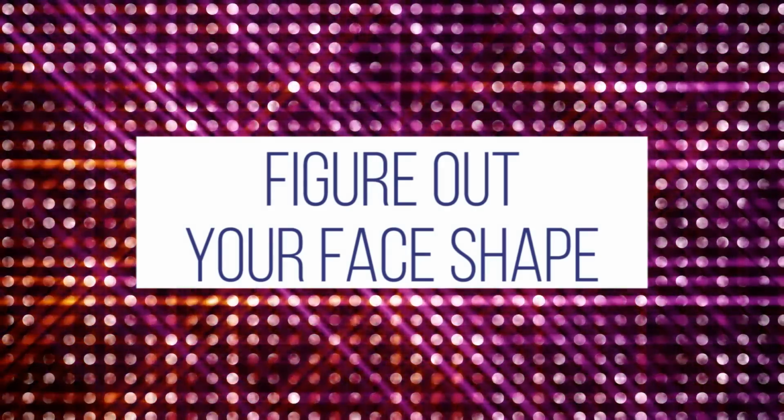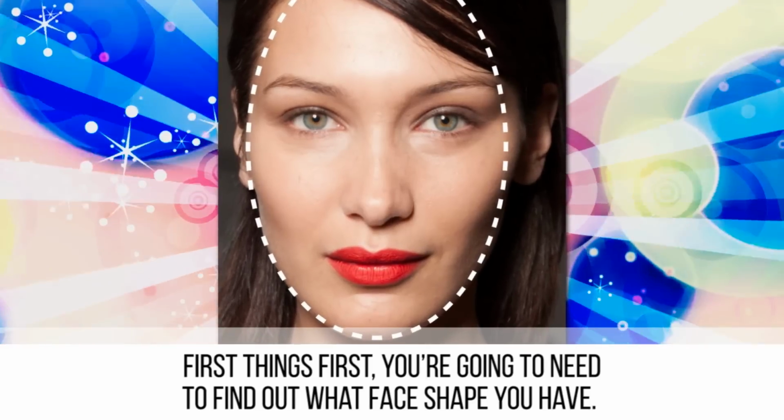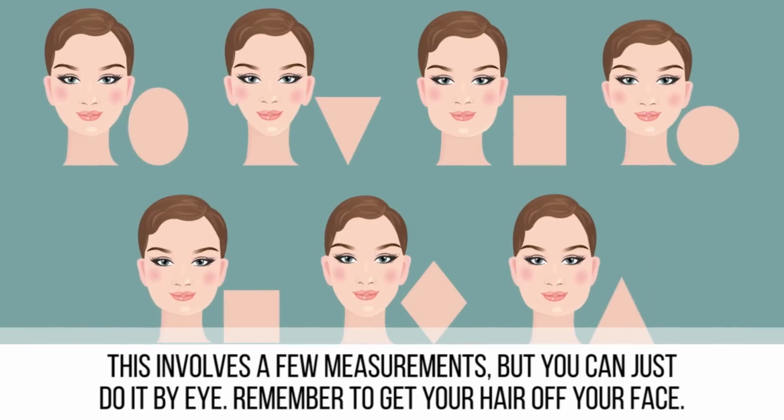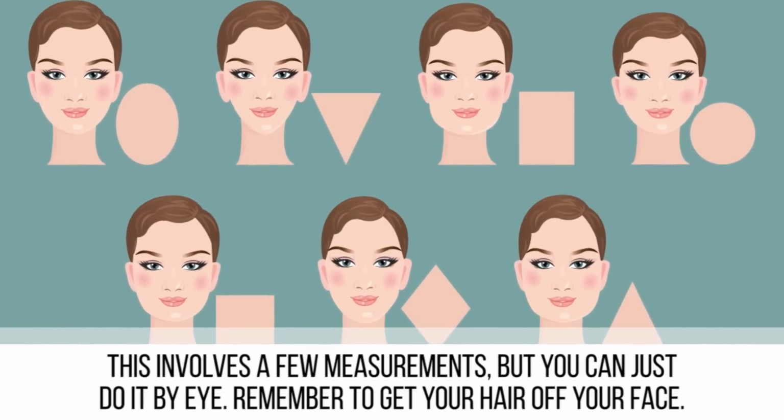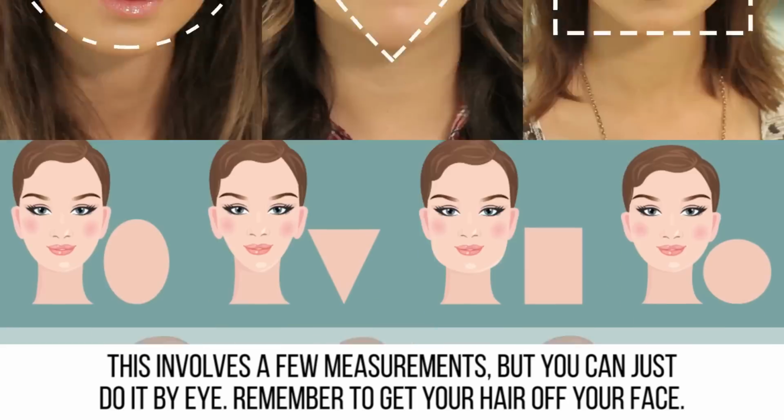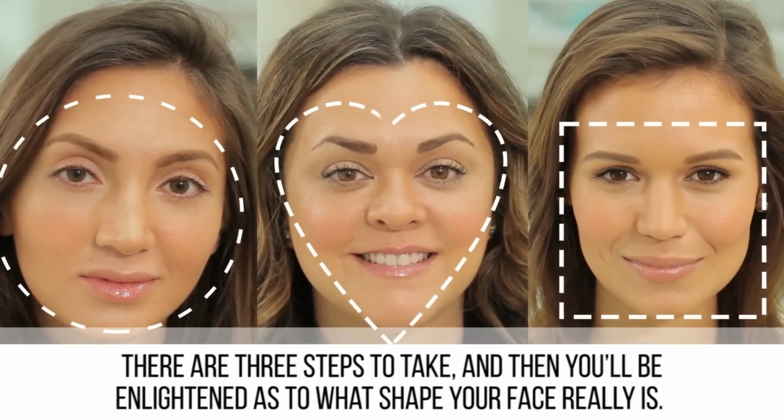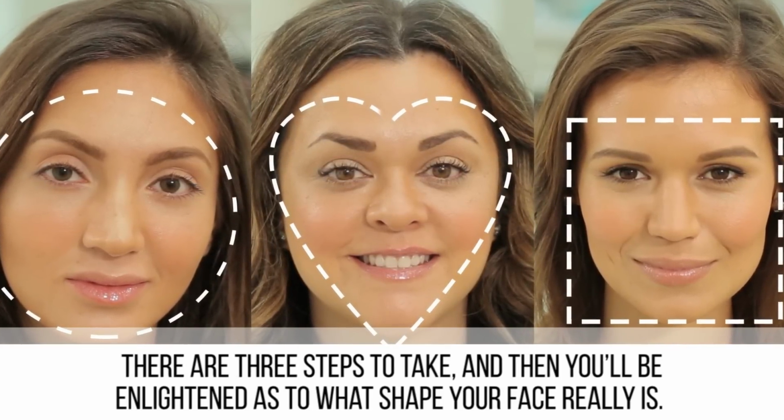Figure out your face shape. First things first, you're going to need to find out what face shape you have. This involves a few measurements, but you can just do it by eye. Remember to get your hair off your face. There are 3 steps to take, and then you'll be enlightened as to what shape your face really is.